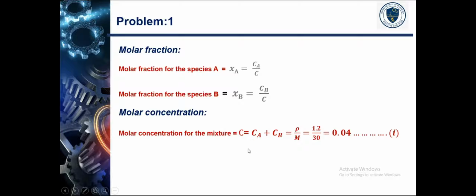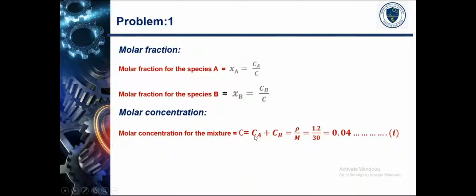Now for further evaluation of the unknown parameters, we formulate one equation: C is equal to CA plus CB is equal to 0.04, and make it equation number 1. Now we move on to the formula for calculating CA and CB, then only can we find XA and XB. So now I try to find CA and CB.